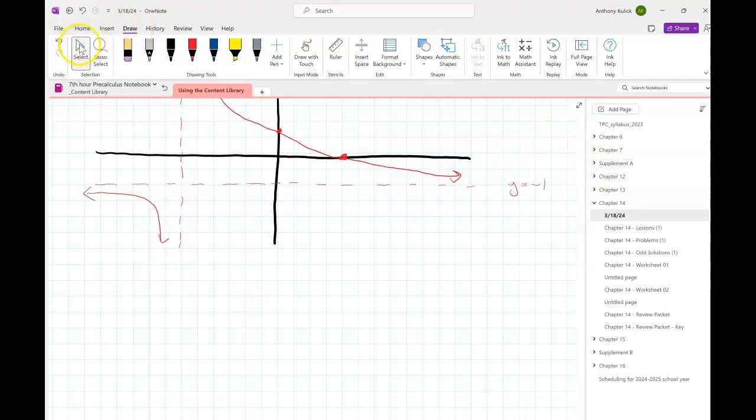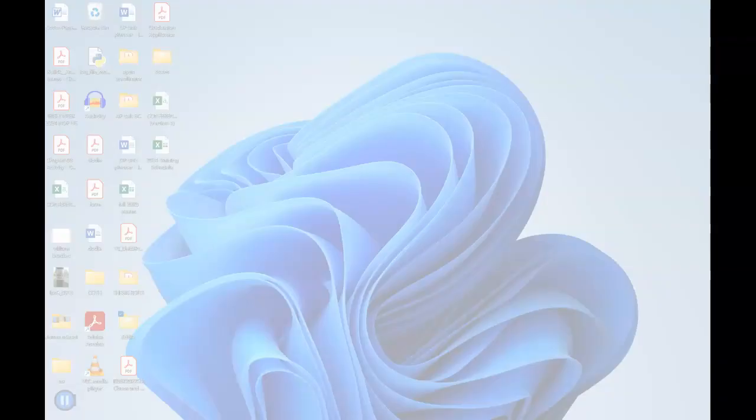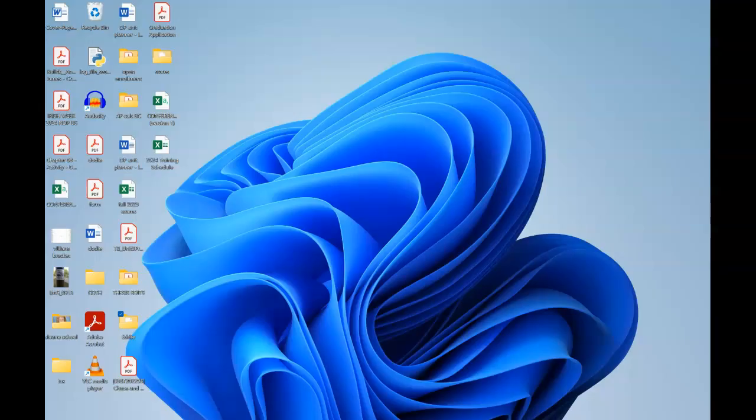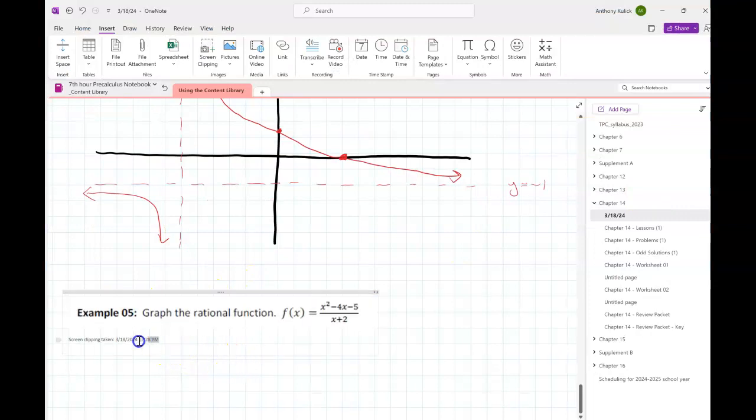Last example for today, and then we can stop. I know, Mr. Kulik, it feels like we barely got started. It does feel that way sometimes, doesn't it?